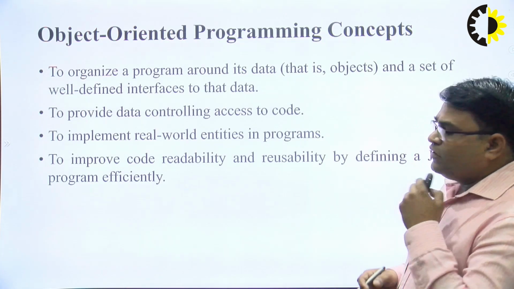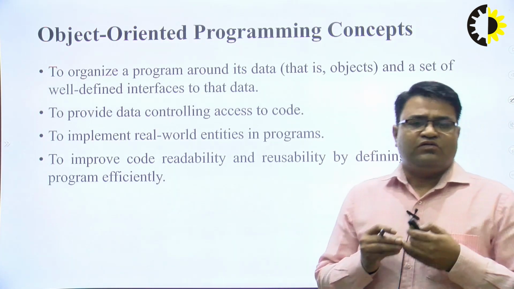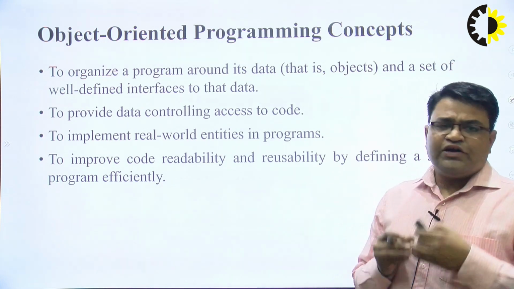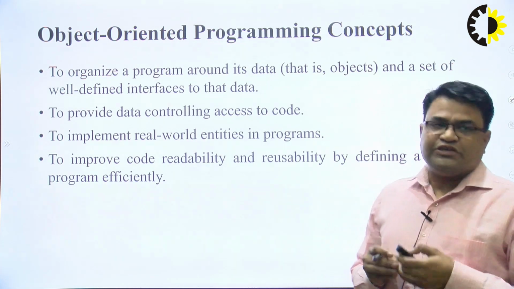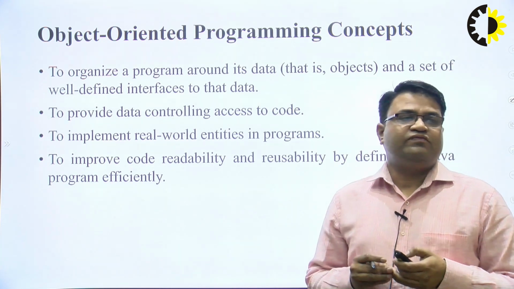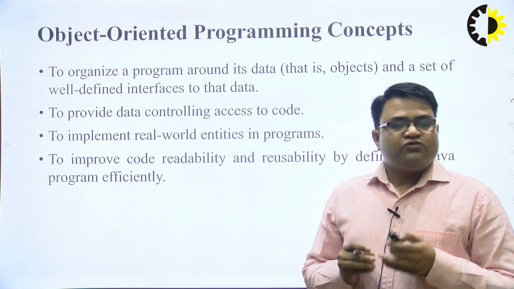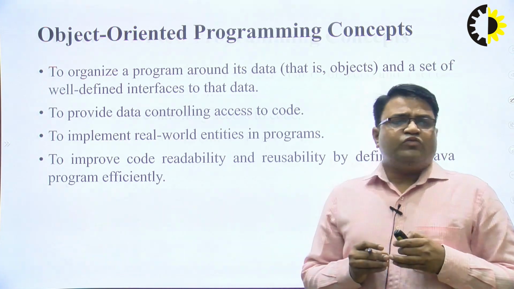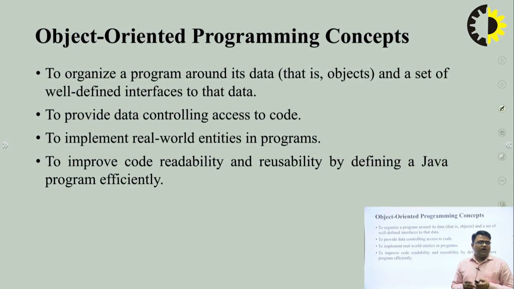What is the meaning of object-oriented programming concept? It is to organize a program around its data, that is objects, and a set of well-defined interfaces to that data; to provide data controlling access to code; to implement real-world entities and programs; and to improve the code readability and reusability by defining the Java program efficiently. This is the basic idea behind using the object-oriented concept.